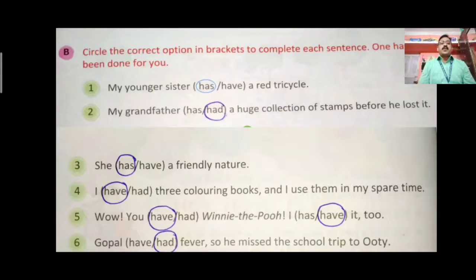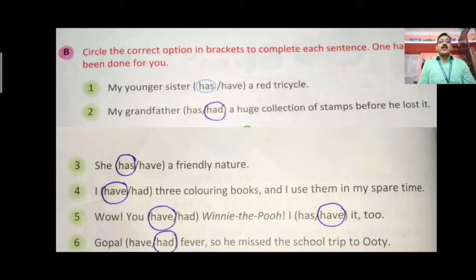Bit number B, here also you have to find out the correct helping verb. Circle the correct option in bracket to complete each sentence. One has been done for you. I have written all of them for you. My younger sister has or have a red tricycle. Here you can see I am talking about a singular subject or singular noun, younger sister, not sisters. It is sister, singular. That's why has we have to use.